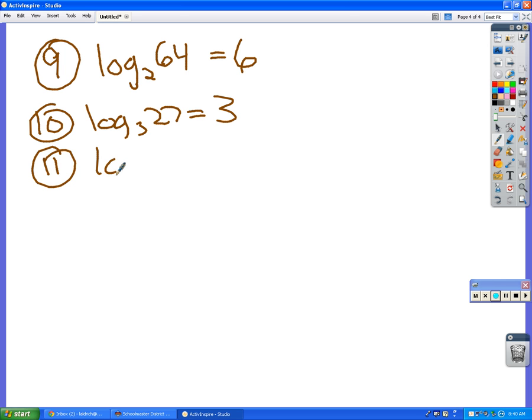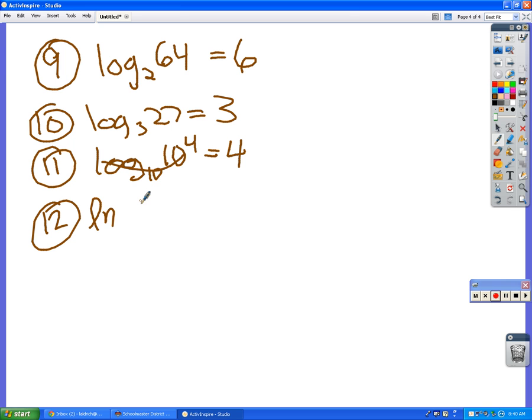Number 11, log of 10 to the 4th. Since there's nothing written right here, what is the base? 10. So this is a silly question. It's saying 10 to the what power equals 10 to the 4th, so obviously that is 4. You could think that really the log base 10 and the 10 cancel, and that's why that is 4.